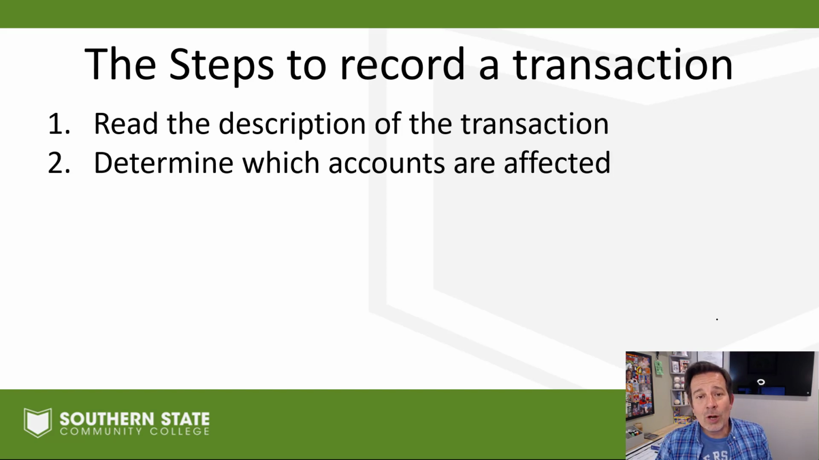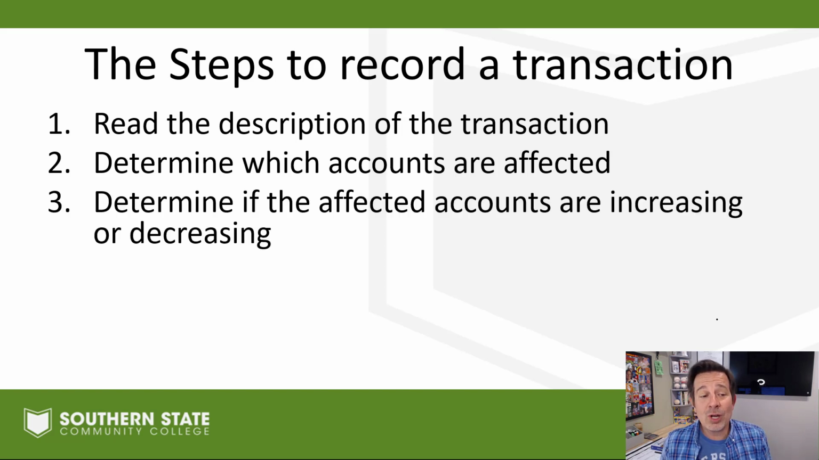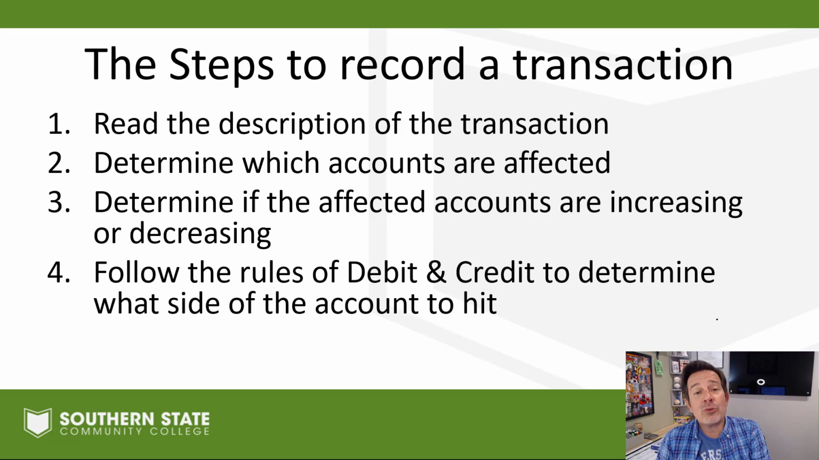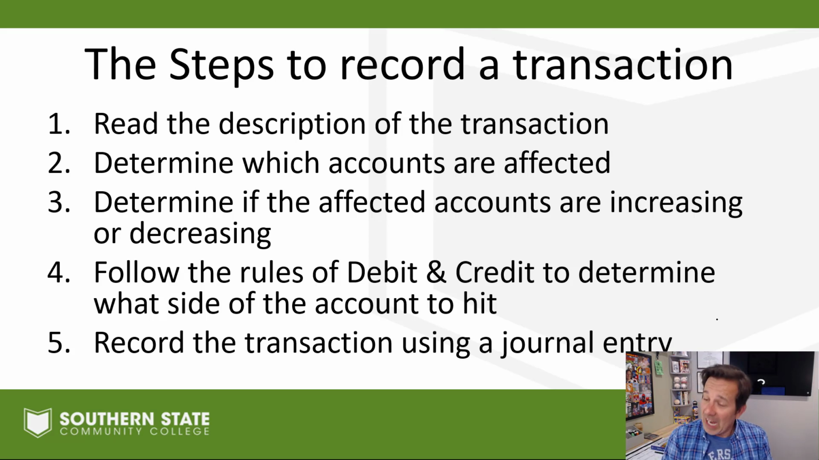Step 2, determine what accounts are in play, what accounts are affected by the transaction. I did that. I said, okay, cash is coming in, the owner invested it, cash account, owner's account, equity, capital account in play. Step 3, determine if the affected accounts are going up or going down. I said, okay, well, cash is coming in the door, cash is going up. Follow the rules of debit and credit to determine what side of the account to hit and then make your entry. That's it. Every time you see a transaction, you're going through that process, analyzing it, figuring out the accounts in play, figuring out if they're going up or down, and then figuring out how to make them go up or down via your entry.